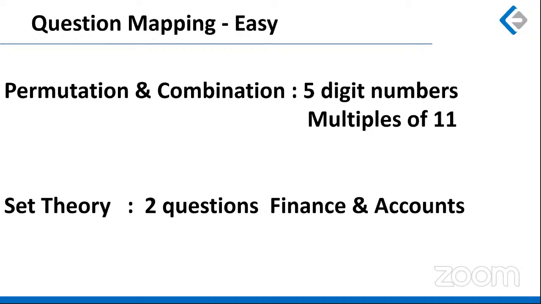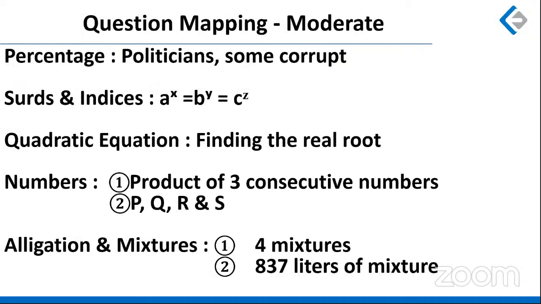And similarly was set theory. 2 questions on finance and accounts. Some people taking only finance, some only accounts. Data was given. At least 175 something was given. And there were 2 questions. So again, just draw a Venn diagram and probably 2 questions can be answered within 1.5 minutes. So these 3 questions were absolutely easy and time savers. Moderate questions were 18 moderate questions.